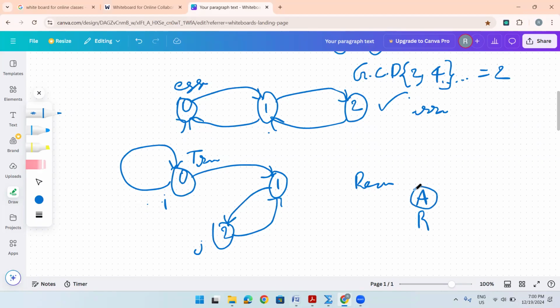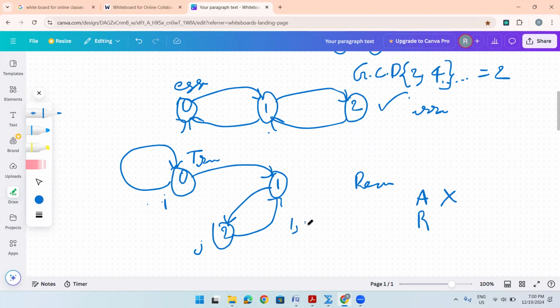That is, periodicity one. If all the states have periodicity one, that's called aperiodic, as well as recurrent. If all the states are recurrent and aperiodic, then that's called ergodic. In this case, 0 is aperiodic, but 1 and 2 are not aperiodic. These two have periodicity 2. That's why it's not an ergodic chain.